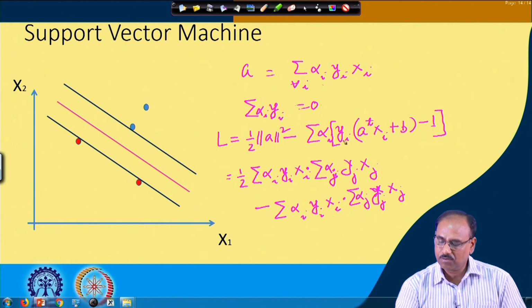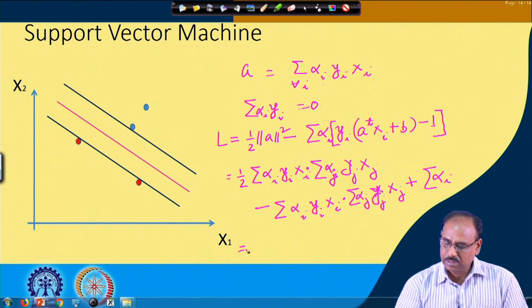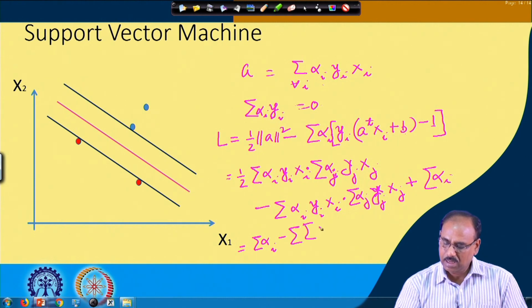So, that takes care of alpha I, yi, A transpose xi plus b times sum of alpha I, yi, and sum of alpha I, yi equal to 0, and then I get plus sum of alpha I. And this simply gives me sum of alpha I minus double summation alpha I, alpha j, yi, yj, xi dotted with xj.